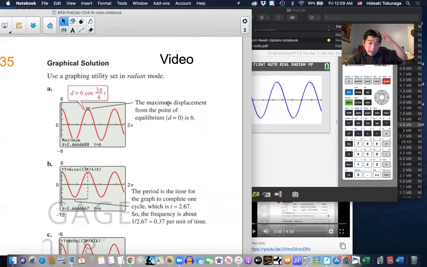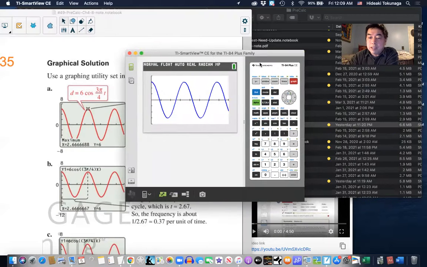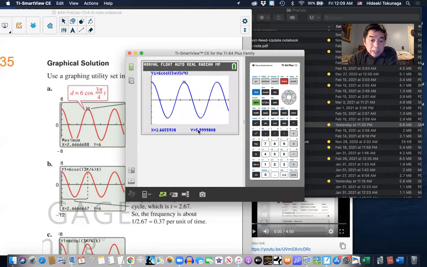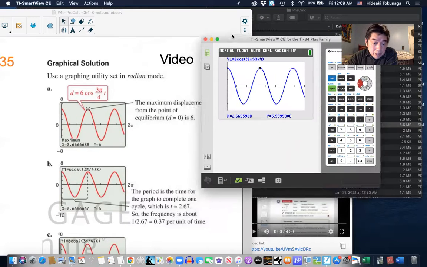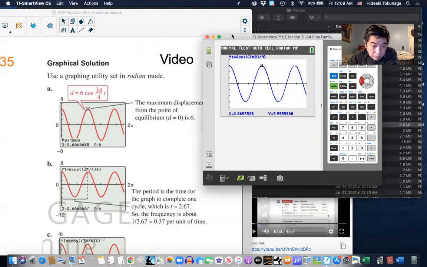A was the max displacement, which is what's the max value here? So you hit trace. So this is the max value, which is 6, right? So y equals 6. That's the answer. Maybe you can go here too. No, it's okay. So this is 6 too. So it's obviously 6.